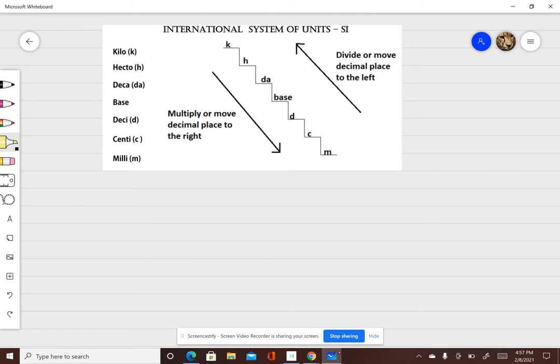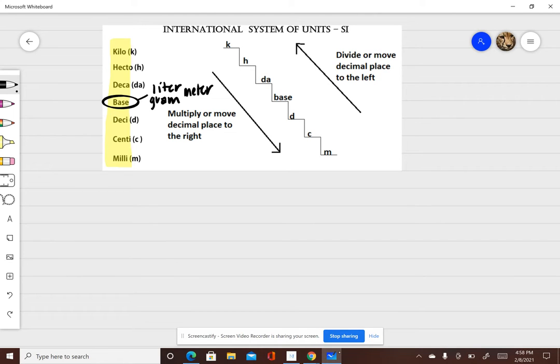On the left side, we can see the prefixes that are associated to the SI system. We can also see here in the center where base is listed. We've already talked about a lot of base units. For volume, a base unit would be liter. For mass, a base unit would be gram. For length, the base unit would be meter. Okay, and then we could have Celsius and we can have seconds as well if we're talking temperature and time, but those are the main ones that we're going to be looking at for our base units, okay?